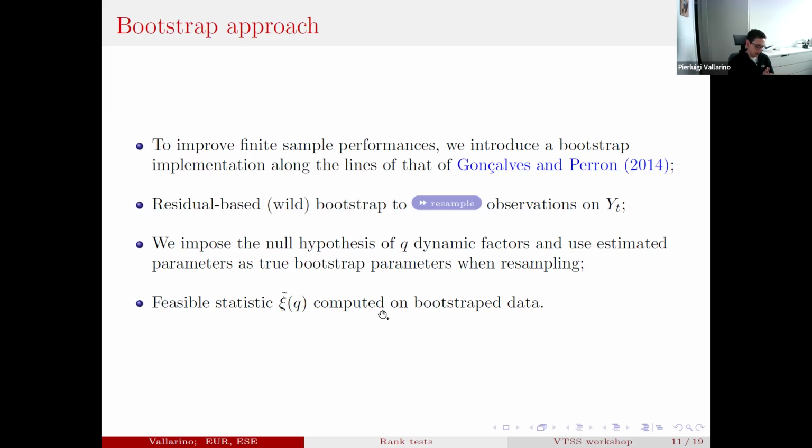We then end up with capital B bootstrap samples, say 99 bootstrap samples, and for each of them we compute a feasible test statistic, and therefore we have a distribution under the bootstrap probability measure of test statistics, and then compare the empirical test statistic with the critical value drawn from this empirical bootstrap distribution.